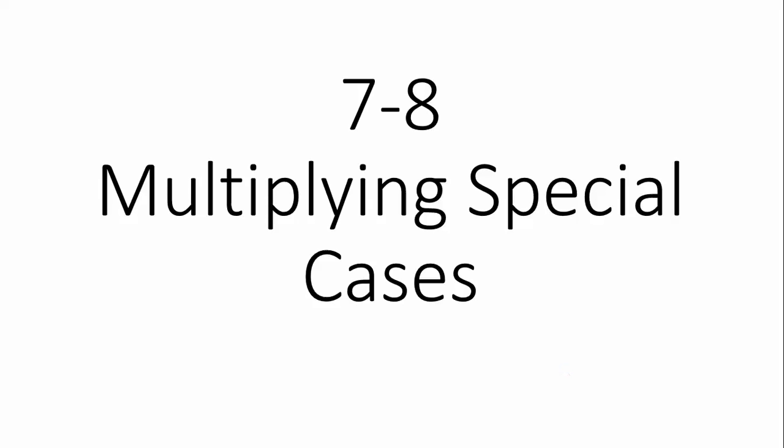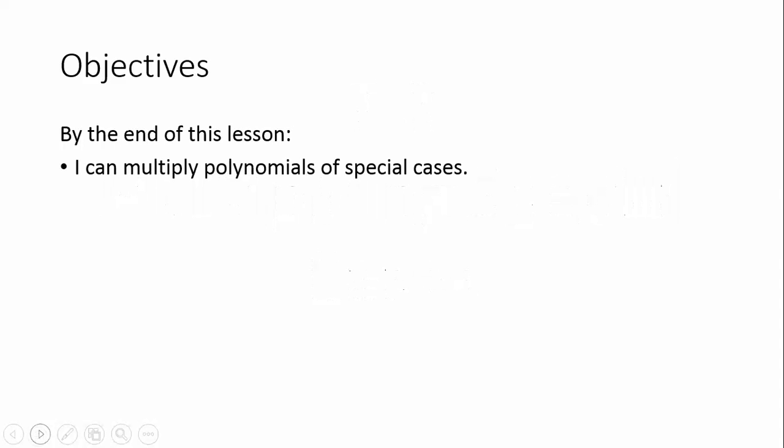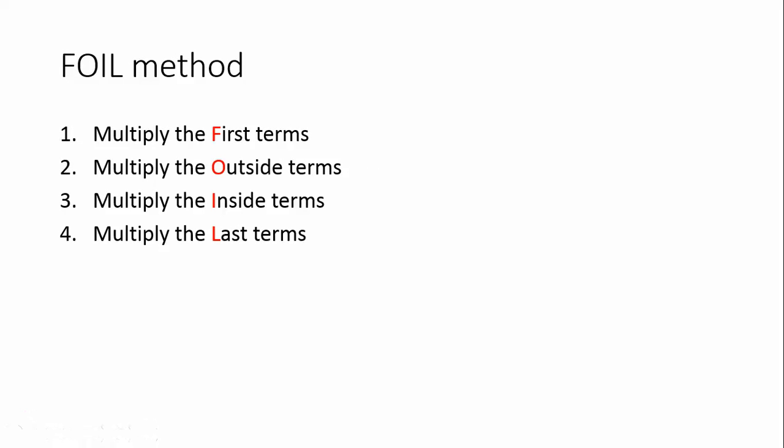The last section we cover in Chapter 7 is Section 8, and it's called Multiplying Special Cases. So by the end of this lesson, you want to be able to multiply polynomials of special cases. We're still going to use the FOIL method. Remember, FOIL stands for first, outside, inside, last. And those are the terms that you multiply together. Essentially, you're multiplying everything in the first parentheses by everything in the second parentheses.